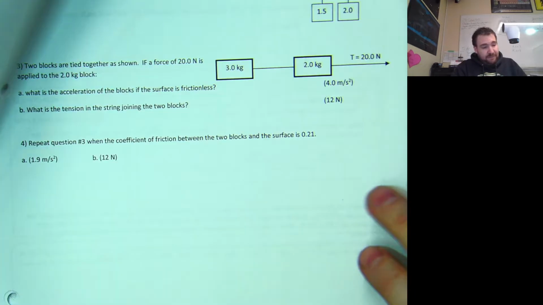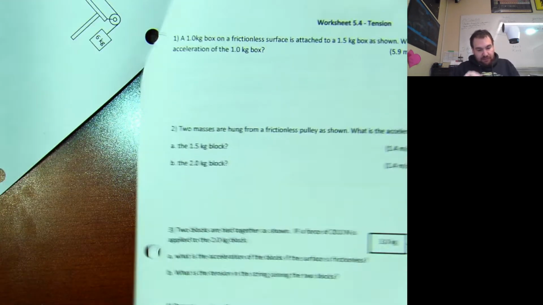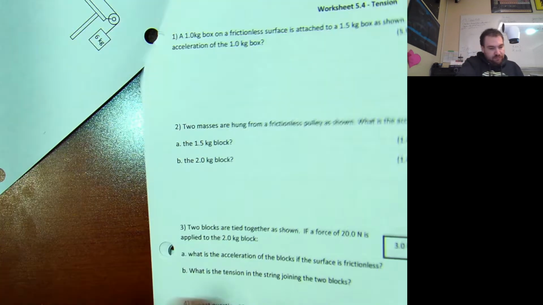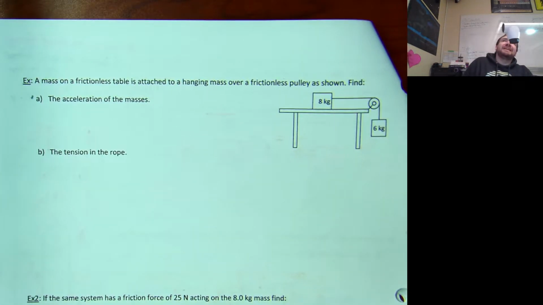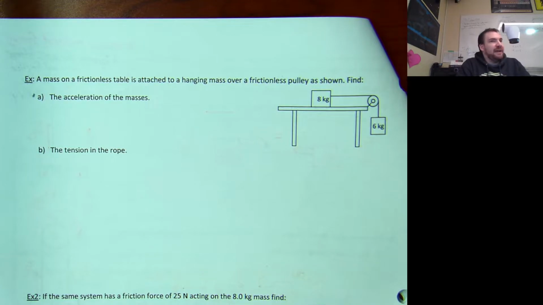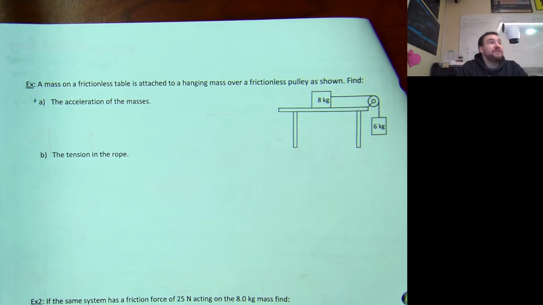So, flip the page. There's a couple more examples here. This is slightly different. Now I don't have a hanging mass. I've got a pulley allowing one mass to hang off the edge of a table and one mass to sit on top of the table. We want to find the acceleration of these two masses, and we want to find the tension in the rope.